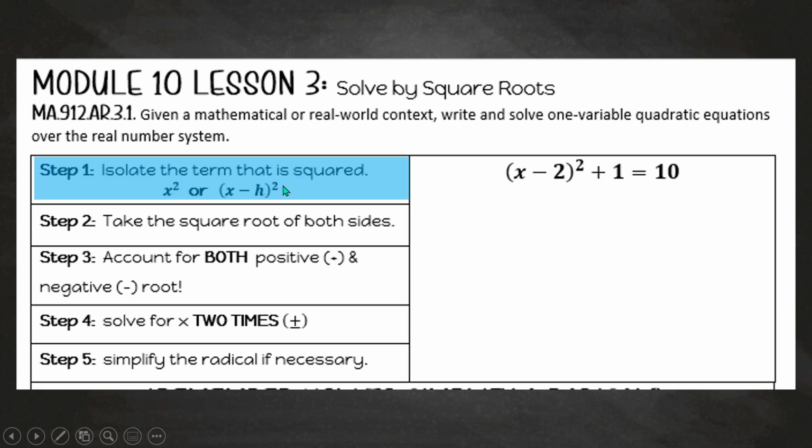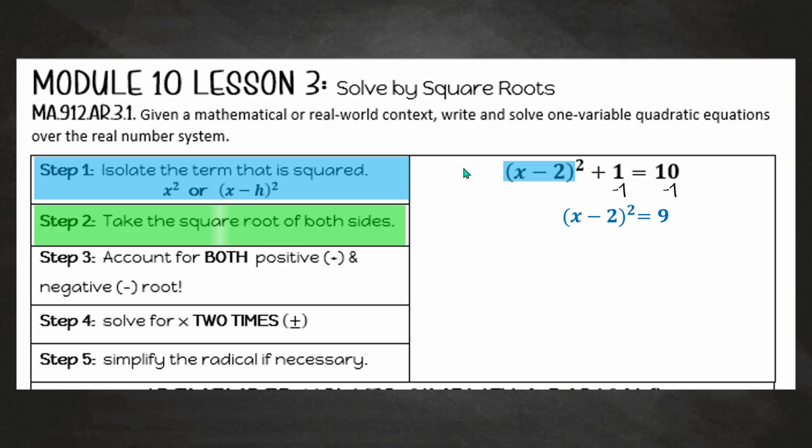So the first thing we need to do to solve using square roots is to isolate the term that is squared. In this case, this parentheses that is squared. So we have to get this all alone. And so we're going to have to move that positive 1 to the other side of the equal sign. So we're going to subtract 1 from both sides. Once we subtract 1, then we have (x - 2) squared is equal to 9.